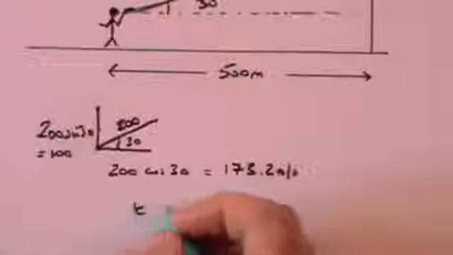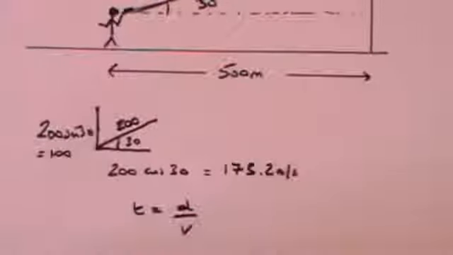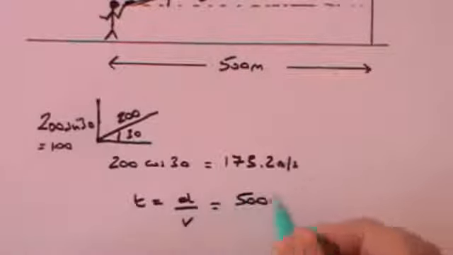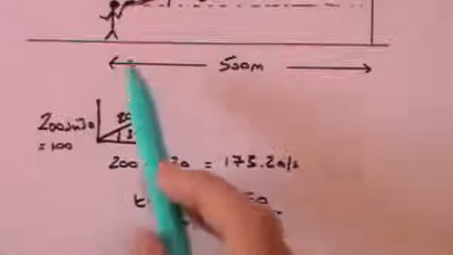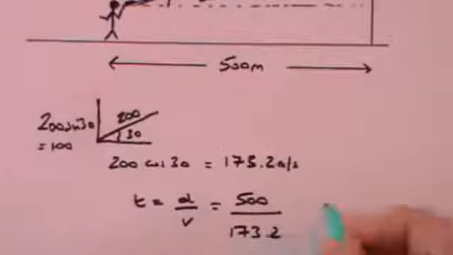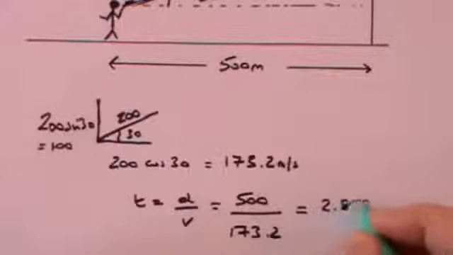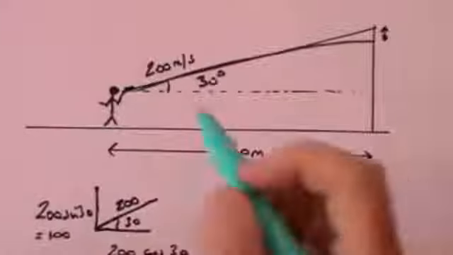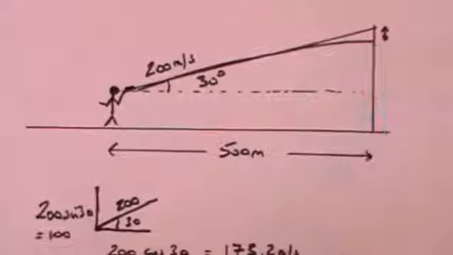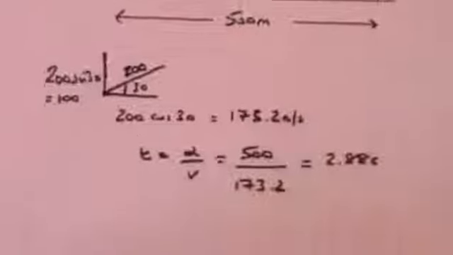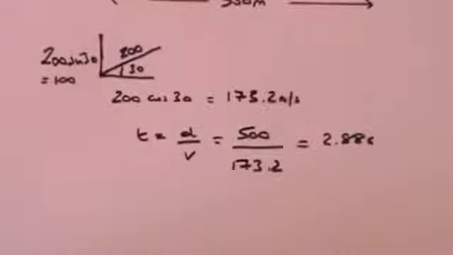Time is simply distance divided by speed, or velocity, and that is going to be 500 meters divided by the horizontal velocity, which we just calculated, 173.2, and that is going to be 2.88 seconds. So it takes 2.88 seconds for this missile to arrive at the wall. So now the question is, what is the vertical height that it will reach when it gets to the wall?